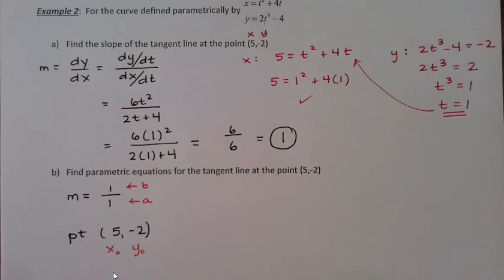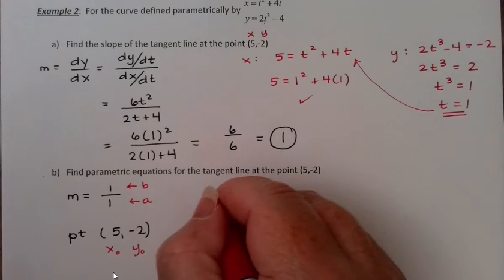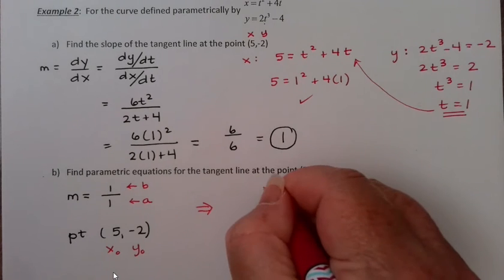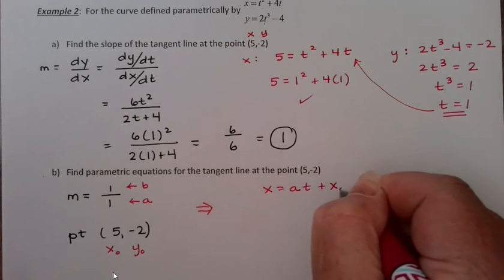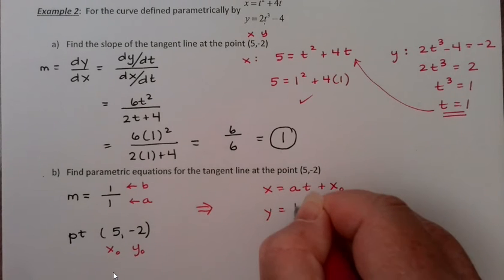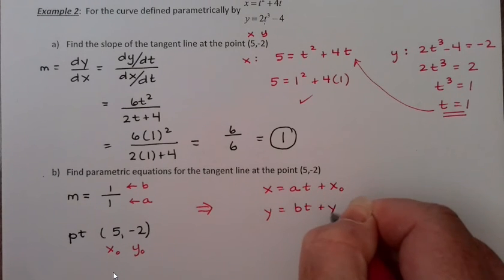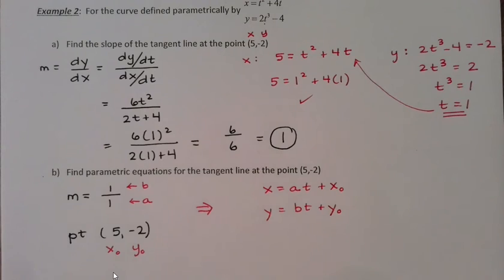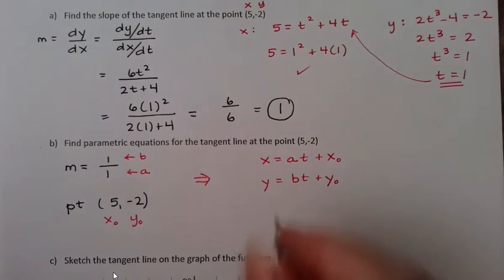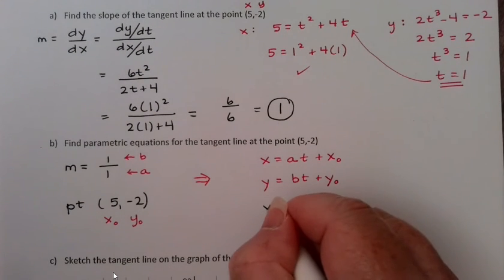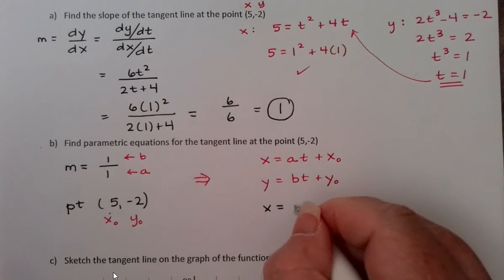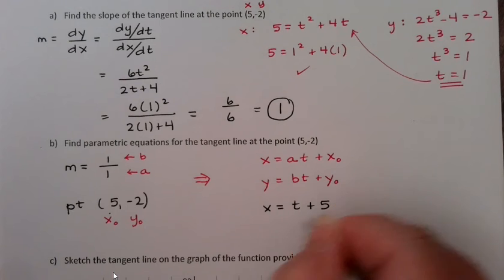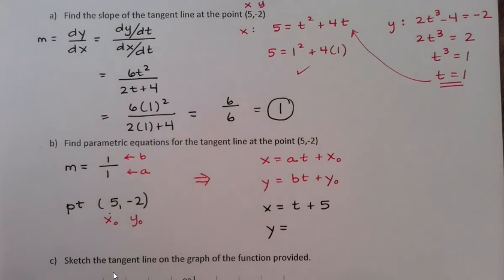And then, just because we haven't looked at it for a little bit, I'll remind you, x equals at plus x naught, and y equals bt plus y naught. So in this case, our equations become x equals 1t plus 5, and y equals 1t minus 2.